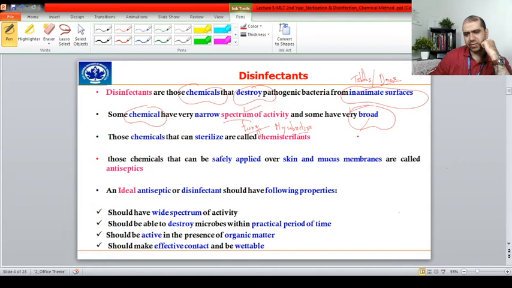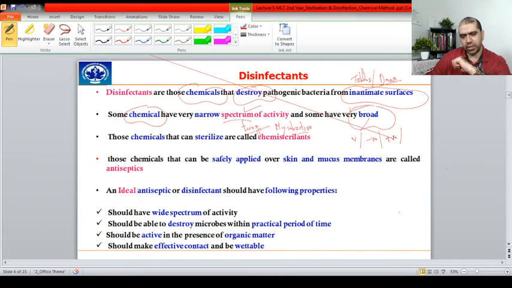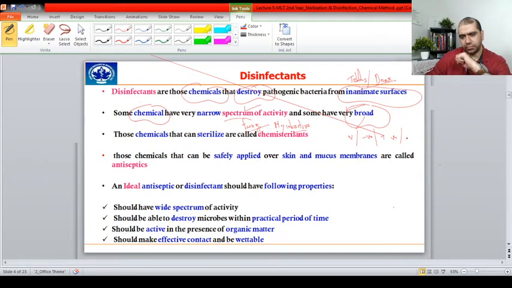There are different kinds of disinfectants that can be used which have a broad spectrum activity. It can be active against viruses, it can be active against gram-negative bacteria, it can be active against gram-positive bacteria, and it can be active against fungi and parasites.